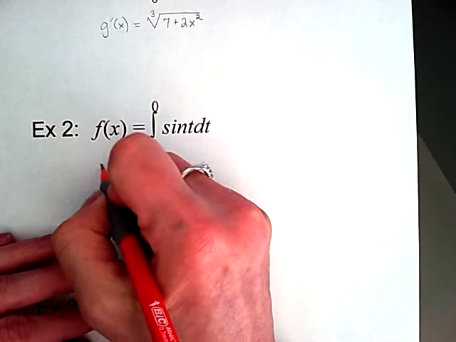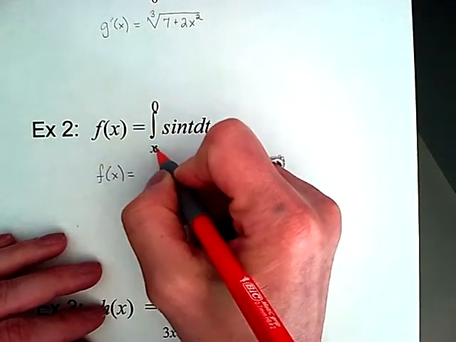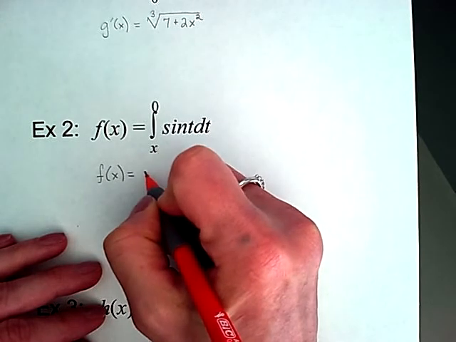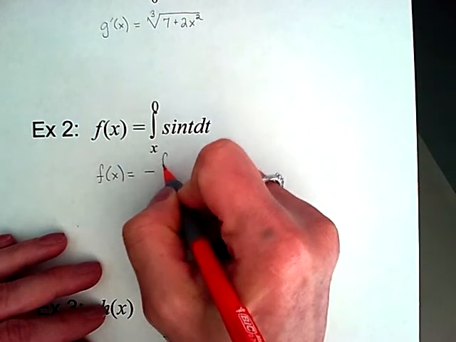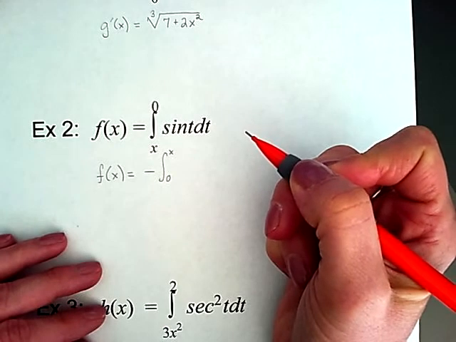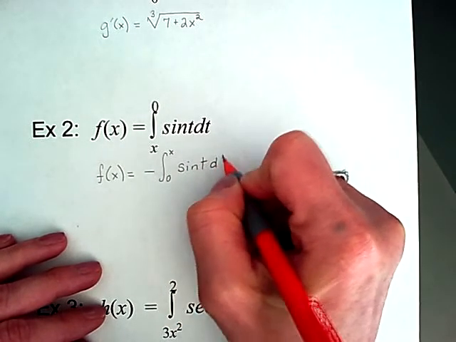So what we're going to do is we're going to start by rewriting this function. Instead of the interval x to 0, we're going to write this as the negative integral of 0 to x. We're just flipping our interval of sine of t dt.